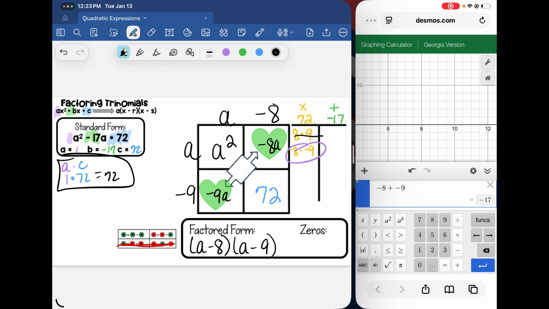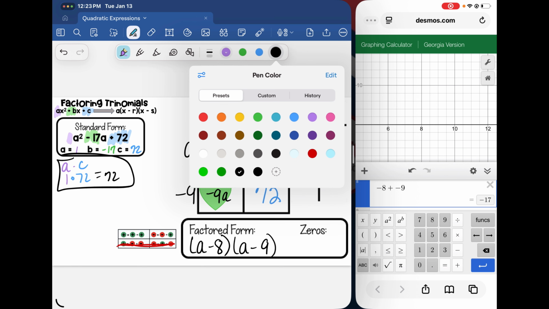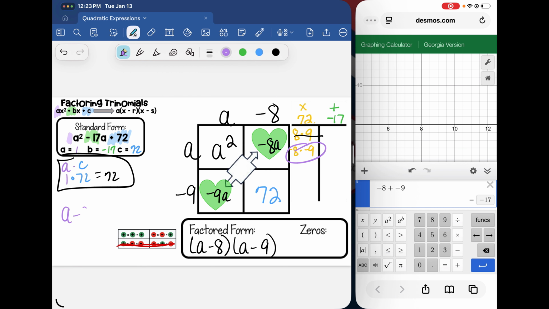What would be my zeros? AKA a minus 8 is equal to 0. Add 8 to both sides. a is equal to positive 8. So one of my zeros would be 8. And then we have a minus 9 is equal to 0. Add 9 to both sides. a is equal to 9. One of my zeros would be 9.